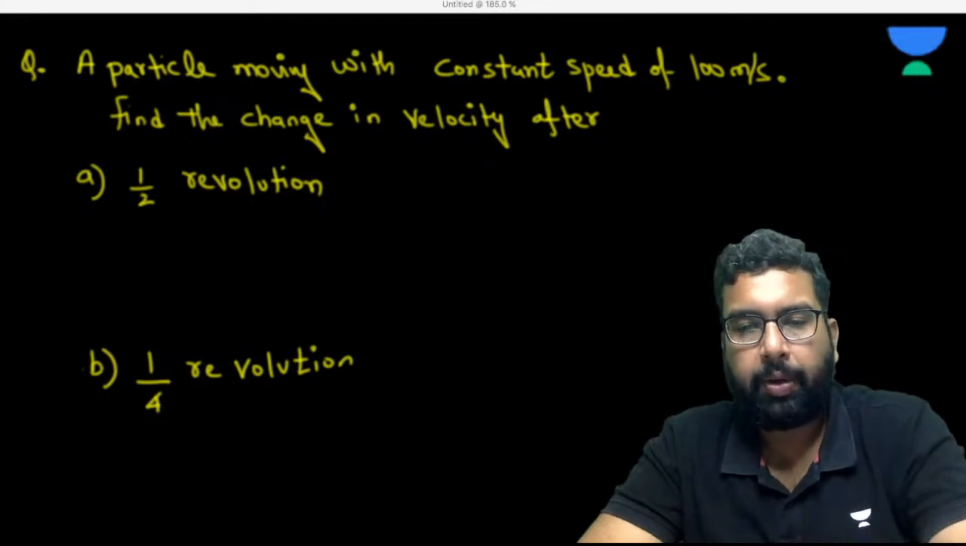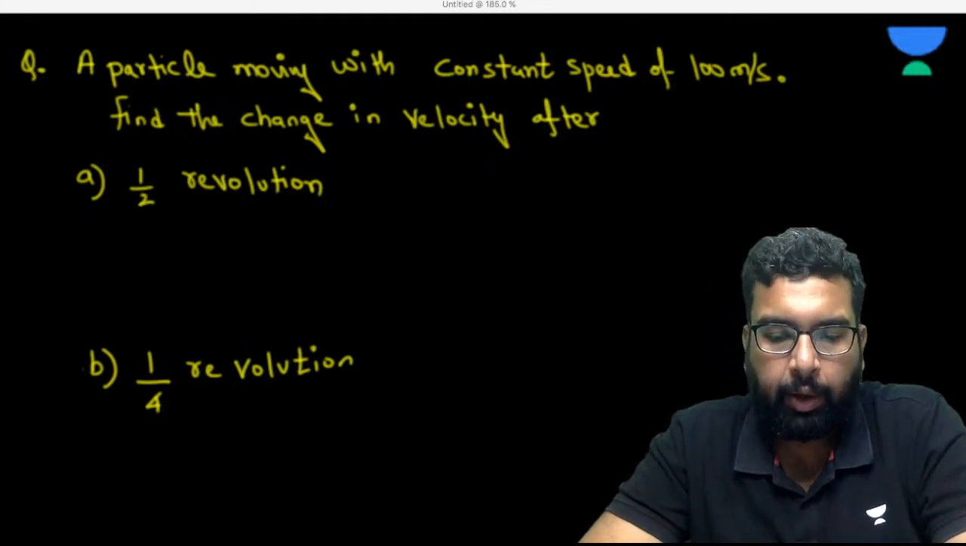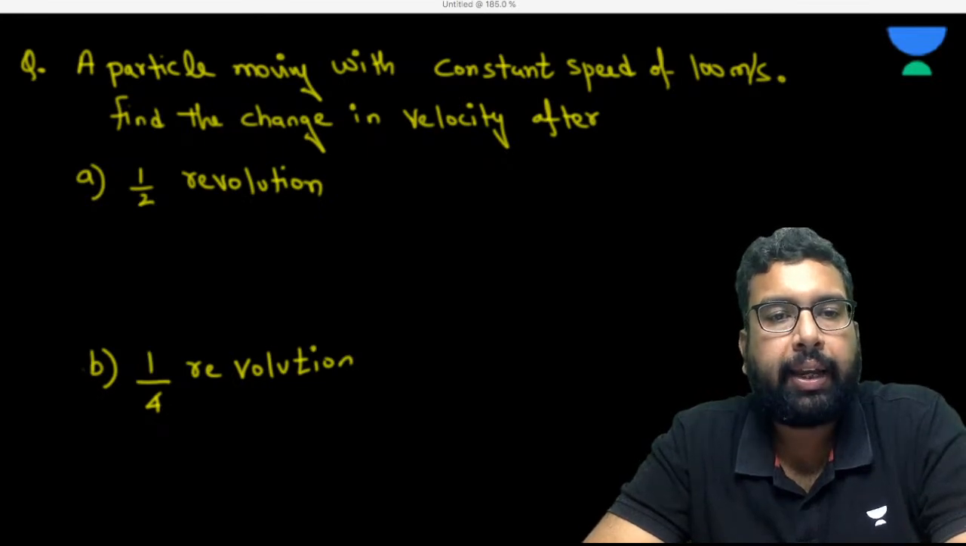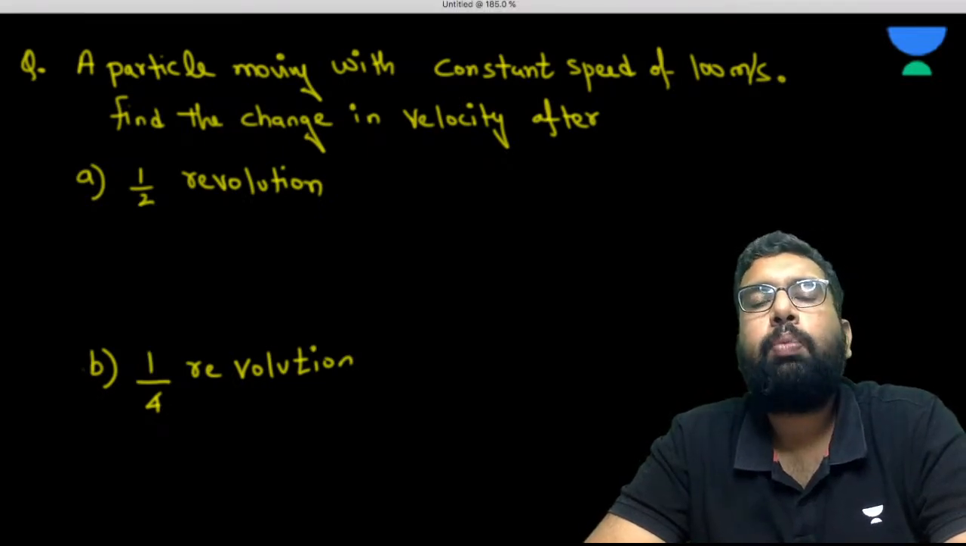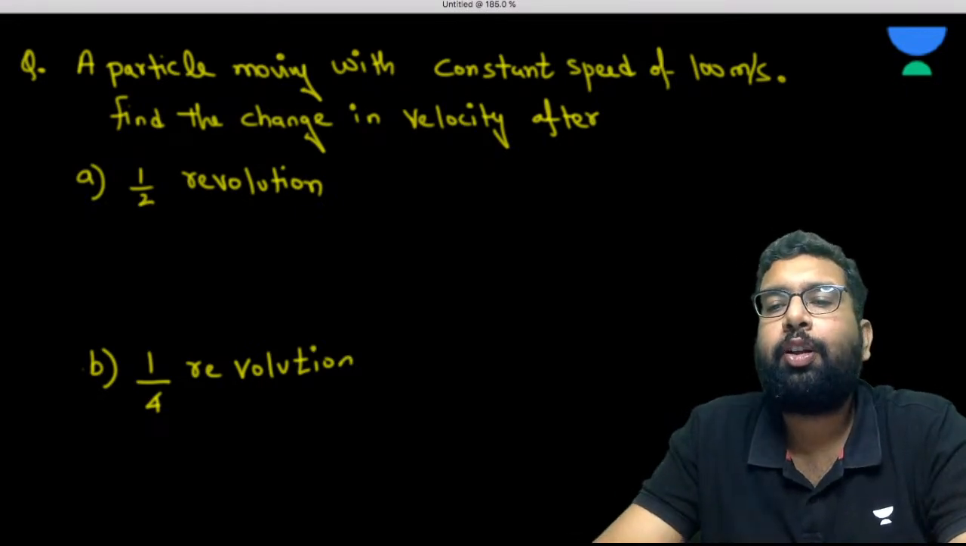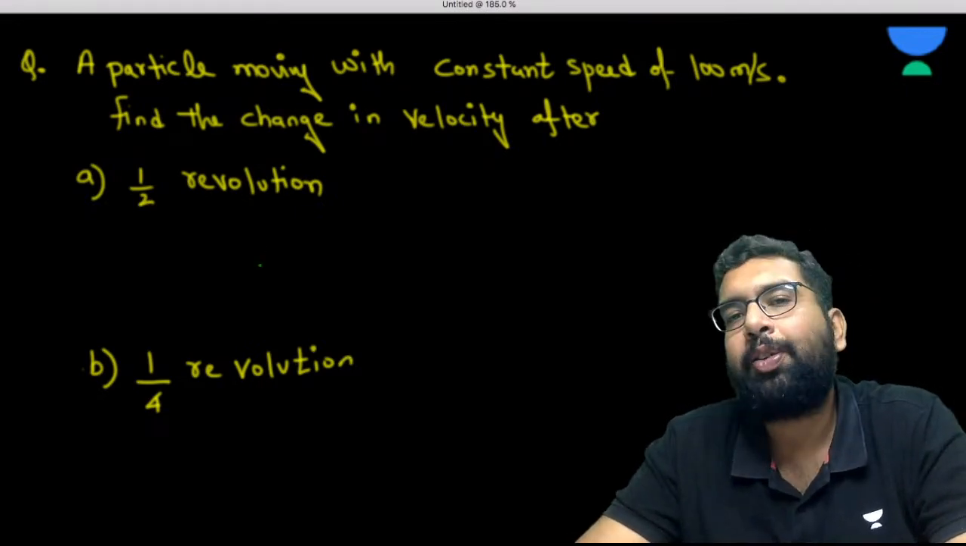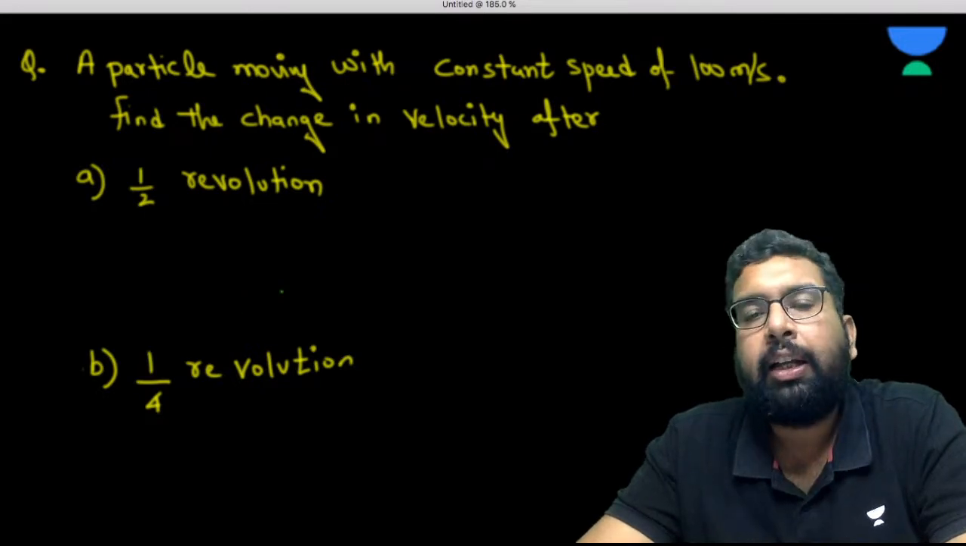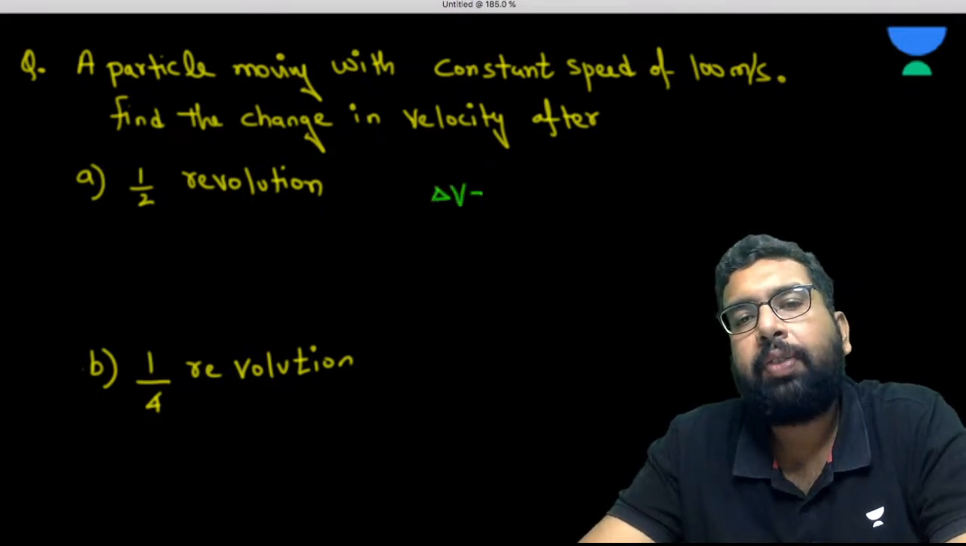Okay, now I'll do it. So now it says a particle moving with constant speed of 100 meter per second, find the change of velocity after half revolution. Okay, wonderful. So we know that we have generalized the formula. So change in velocity is 2v sine theta by 2.